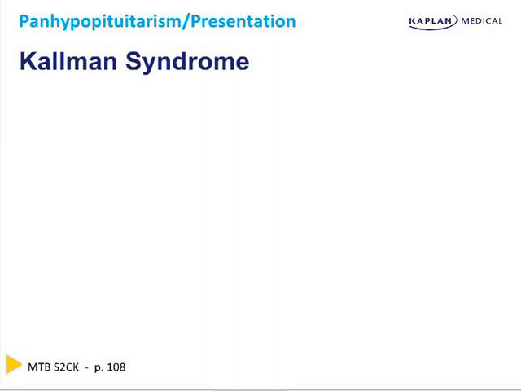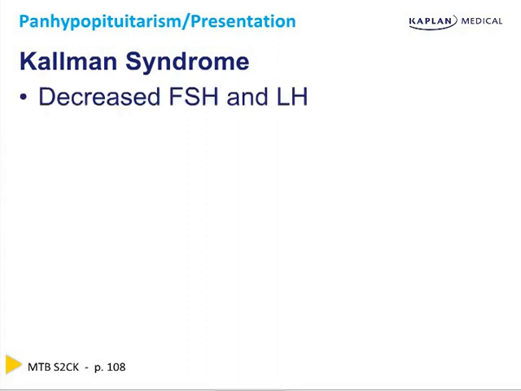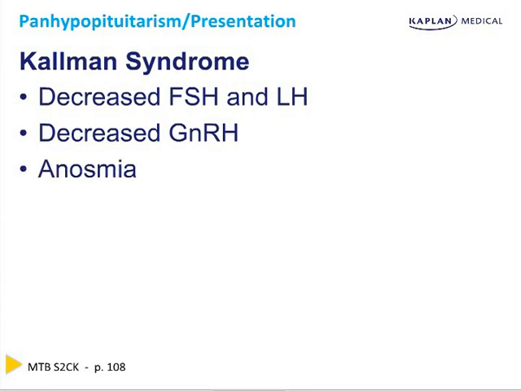Kallmann syndrome is a genetic disorder where the person has a decrease in FSH and LH. Because there's a decrease in FSH and LH, you don't make the sex hormones, testosterone or estrogen. It is a gonadotropin-releasing hormone deficiency, and it's associated with anosmia.